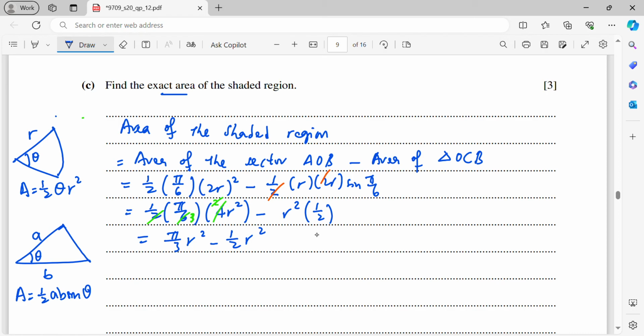Then from here, the common term is 1 over 6 r squared. So when I factorize 1 over 6 from 1 over 3, that is times another 2. So 2 pi. Then same goes to the next term, minus half. When you factorize 1 over 6 from half, that is 3. So that will be the exact area of the shaded region.